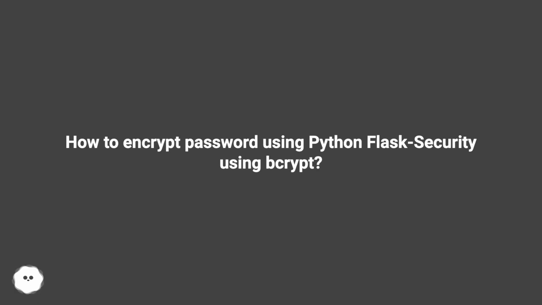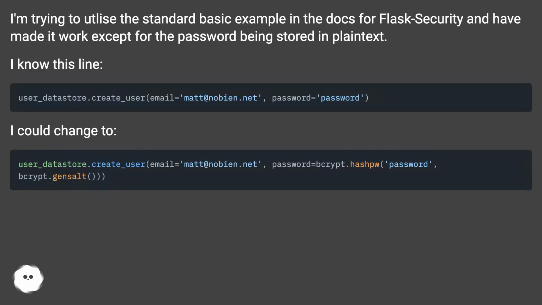How to encrypt password using Python Flask-Security using Bcrypt. I'm trying to utilize the standard basic example in the docs for Flask-Security, and have made it work except for the password being stored in plain text.